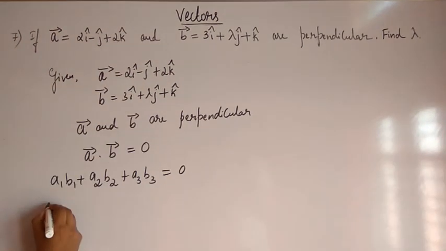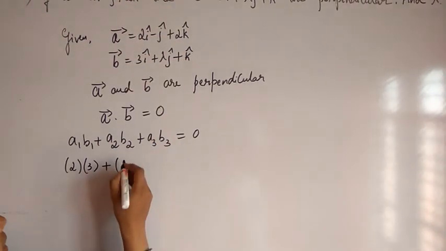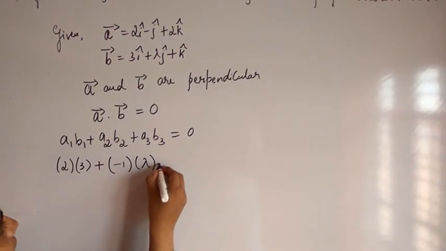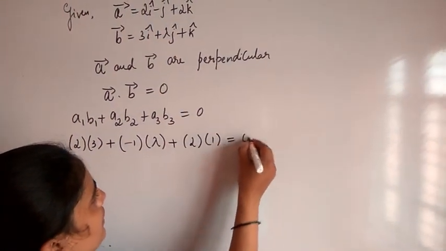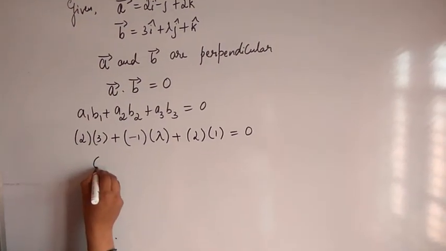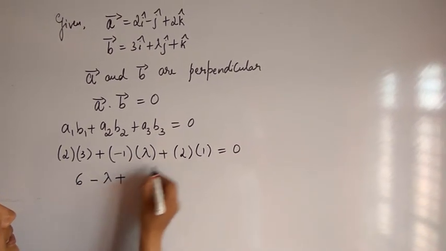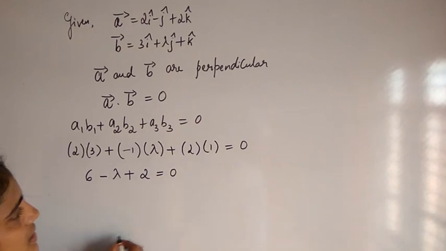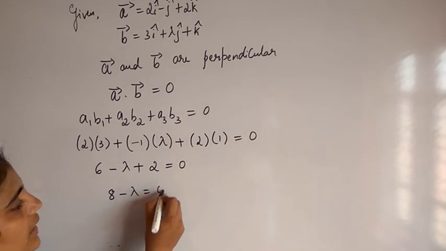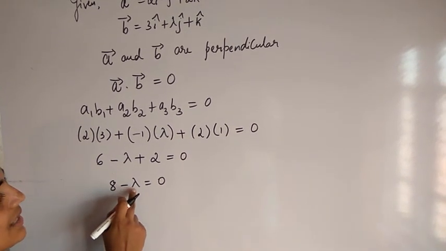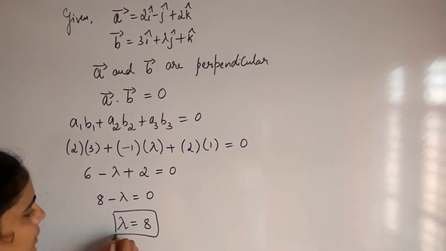So A1 into B1 is 2 into 3, plus A2 into B2, that is minus 1 into lambda, plus A3 into B3, 2 into 1, equals 0. So 2 threes are 6, plus minus 1 into lambda, minus lambda, plus 2 ones are 2, equals 0. So here 6 plus 2 is 8, minus lambda equals 0. Take this minus lambda to the right hand side, it becomes plus lambda, therefore lambda equals 8.